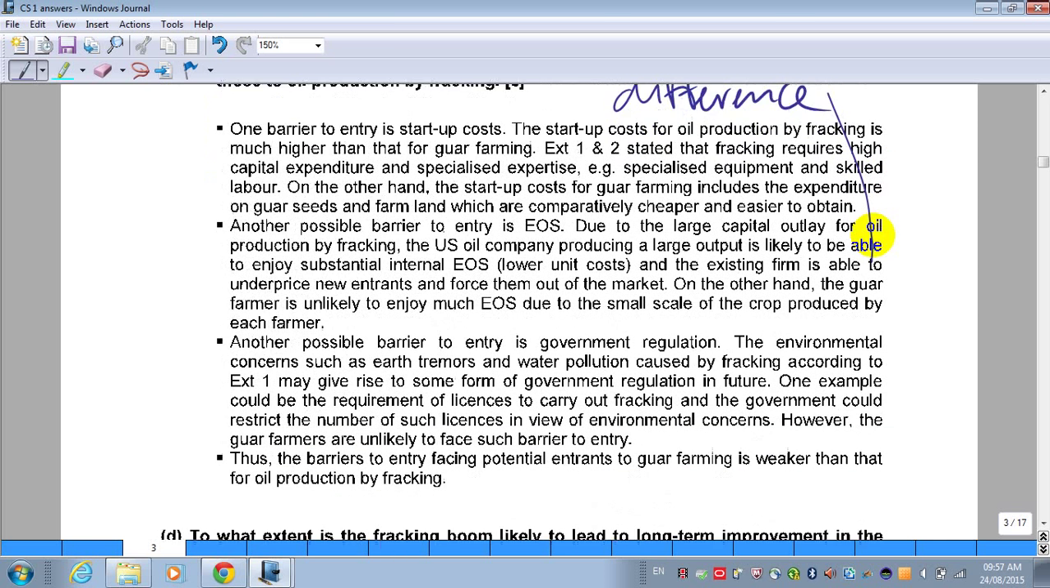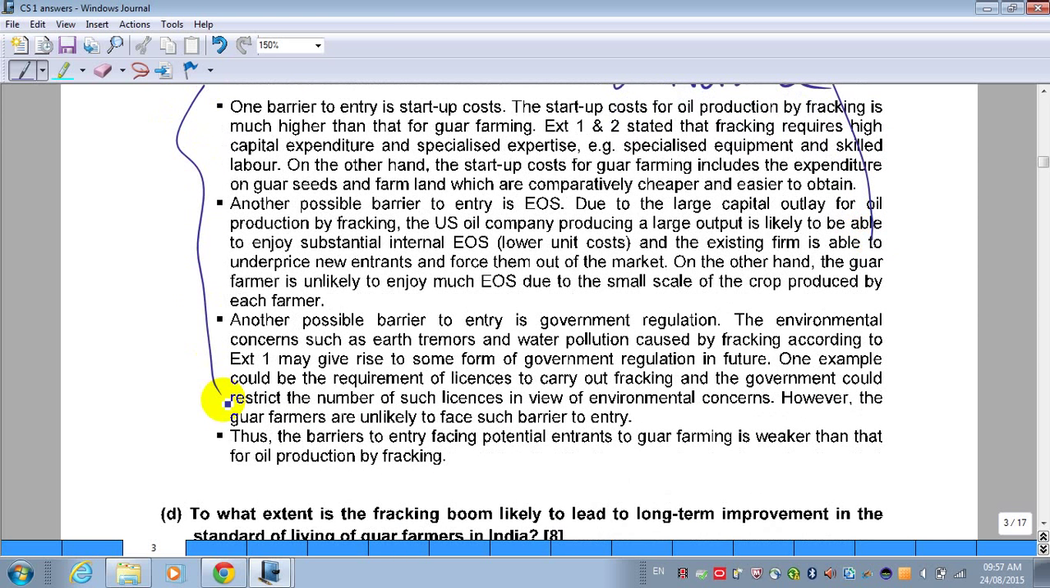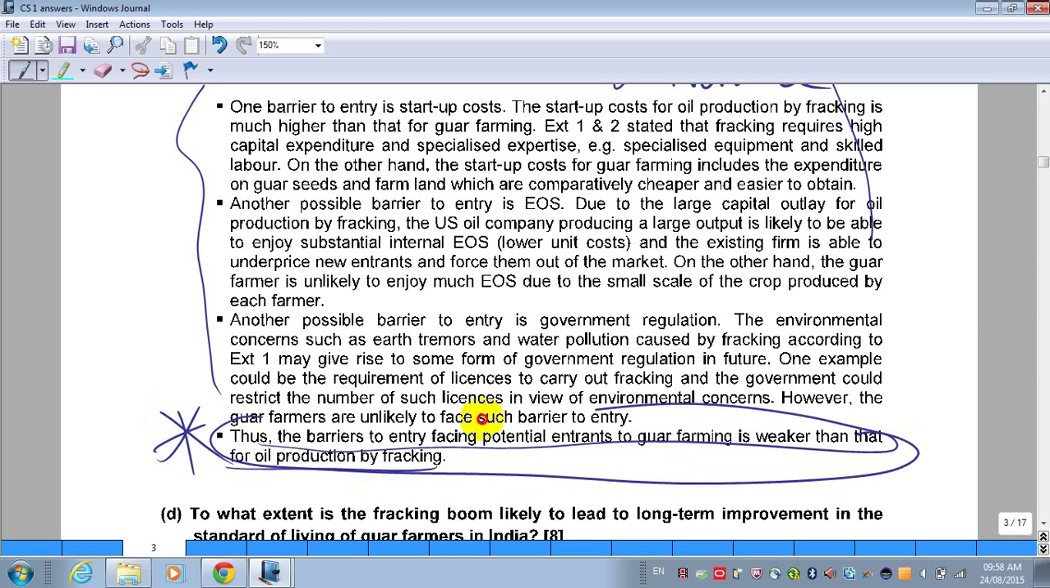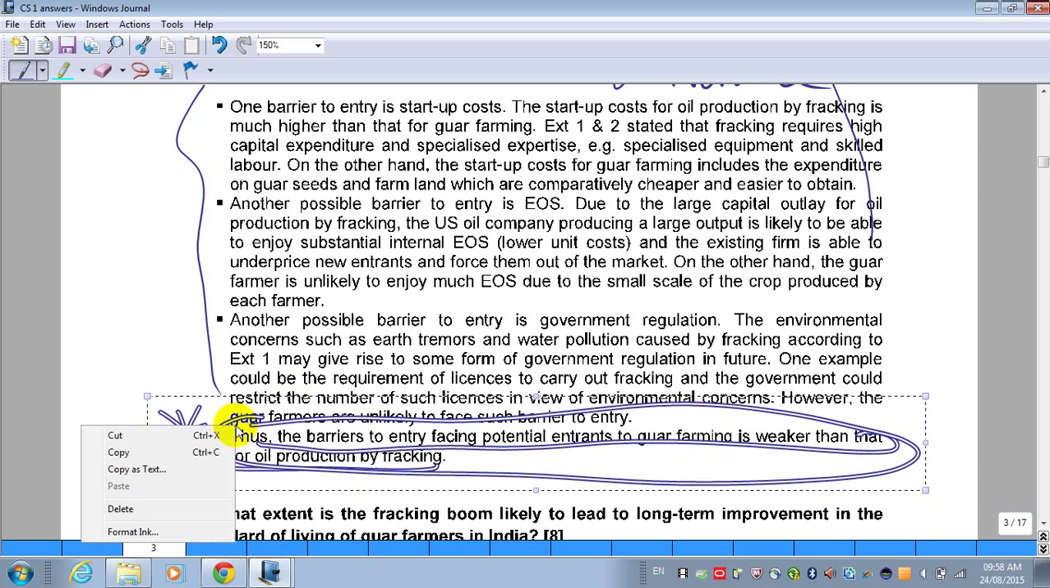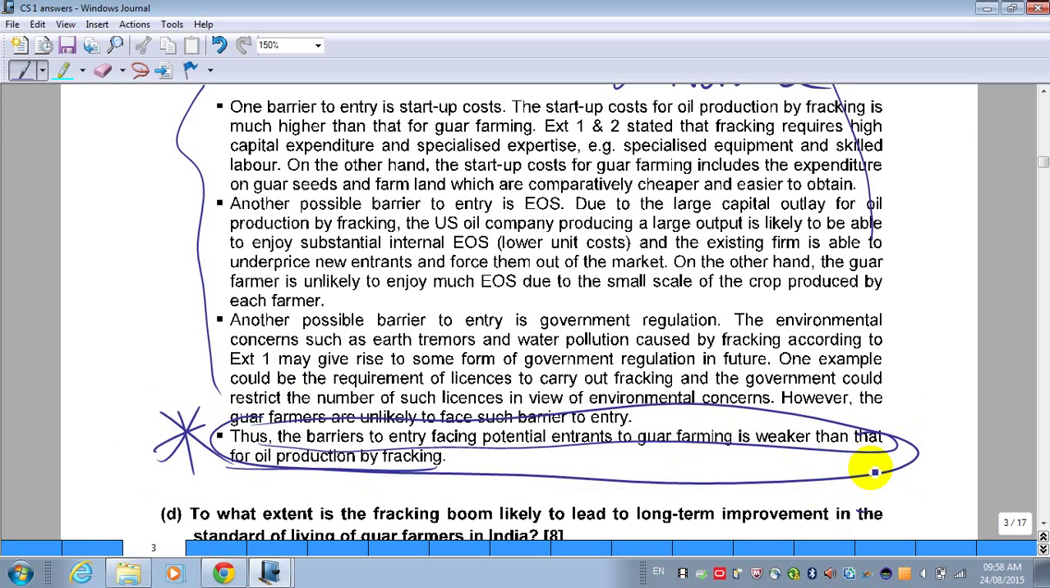And I think instead of starting off like that, I would prefer that this be your starting sentence, and this is the most important line for this whole question, which I thought should come first: that the barriers to entry facing potential entrants to guar farming is weaker than that for fracking. The barriers to entry for fracking is definitely much higher.